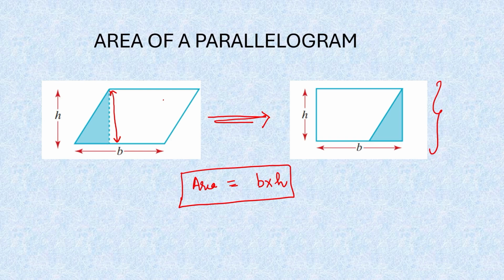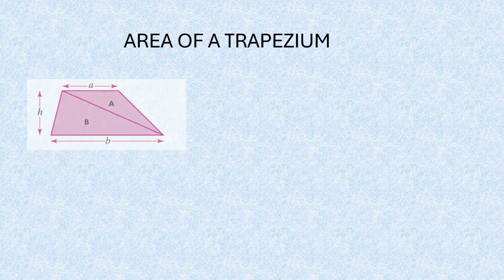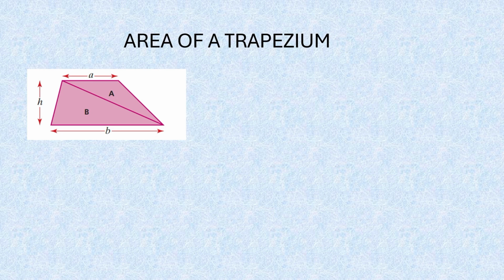Now the next figure that we'll be covering is the area of a trapezium. You already know what a trapezium is. This is a trapezium whose opposite sides are not equal and they are parallel. First we'll derive the formula of the area of a trapezium so that you get a clear understanding of finding out the area of such shapes.